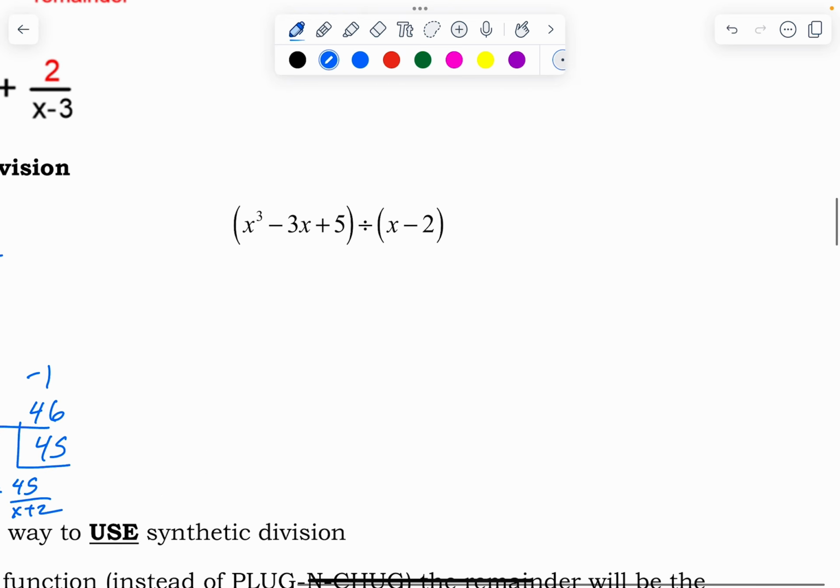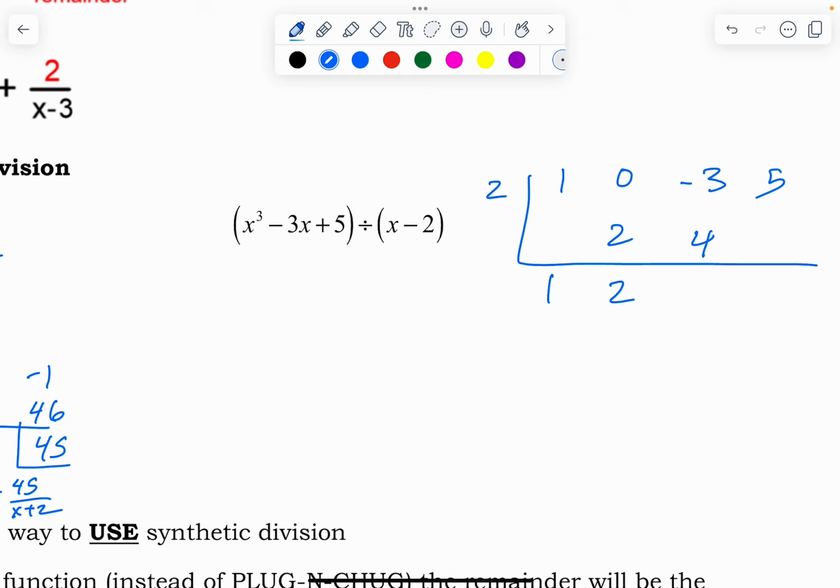Okay. Over here, I have a 1. Oh, no x squared term. And there's a 2, so I can bring down this, multiply, get a 2, add these, multiply, get a 4, add those, multiply, and I get a 7. So what is this equal to? It's equal to x squared plus 2x plus 1 plus 7 over x minus 2.